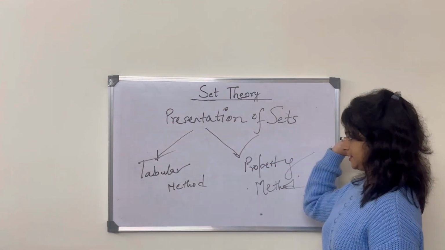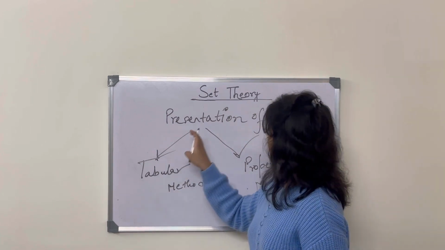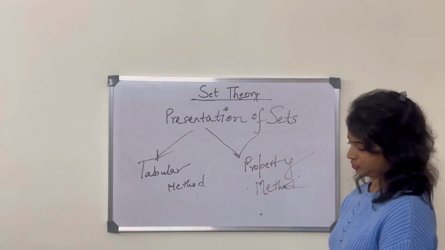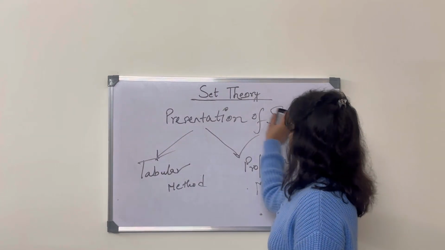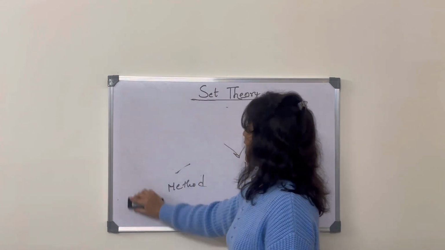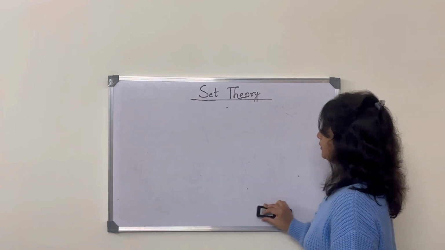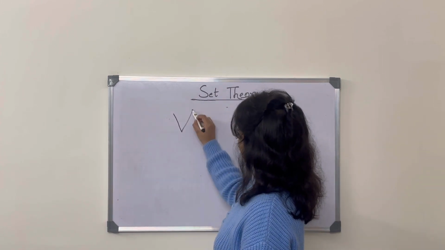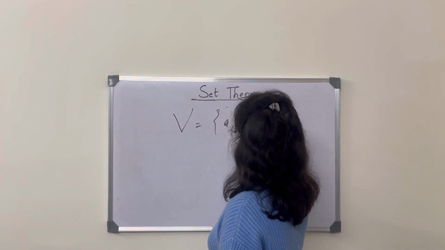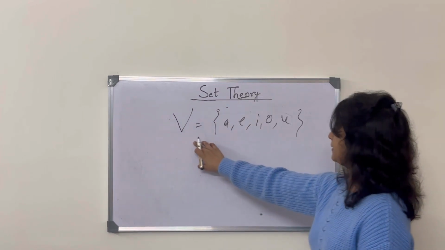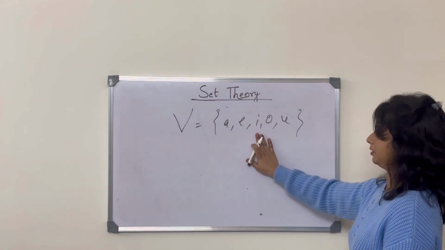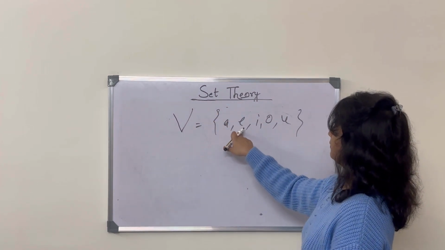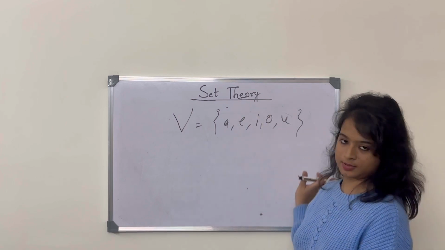Next, presentation of sets. Different presentation of sets. We can define or we can present a set by these two methods. One is tabular method, one is property method. So what is tabular method? Tabular method is when we are actually aware of the elements of a set, then we can represent the set by this tabular method. Let's consider the set of all vowels. Okay, a, e, i, o, u. Here I am representing this set by tabular method. This is the tabular method, when I am just using these curly brackets and the elements are separated by commas.